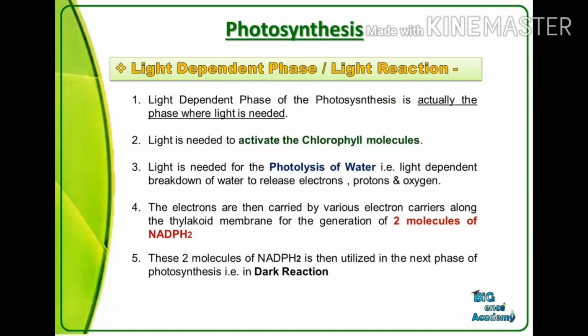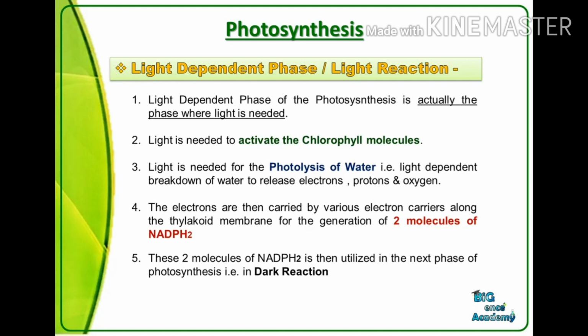So, let's start with the light dependent phase or light reaction. The light dependent phase of photosynthesis is actually the phase where light is needed, as we have seen that in the dark reaction there is no need of light for the process. Second, light is needed to activate the chlorophyll molecules. Actually, the photons of light activate the chlorophyll molecules for their further process.